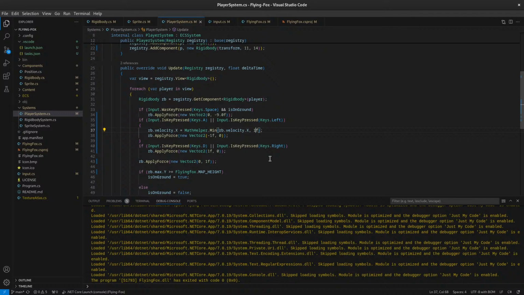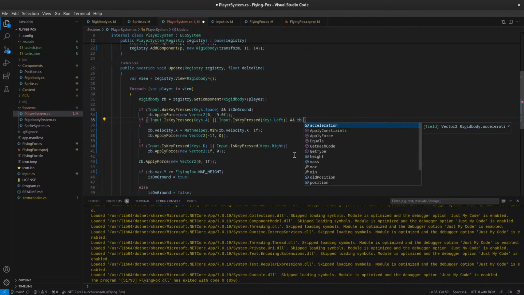We could say if the velocity is a certain threshold, not to add anything more. We can say, group these two actual inputs and say if velocity of x is smaller than, wait, this is not going to be, it's going to be math helper, not apps.